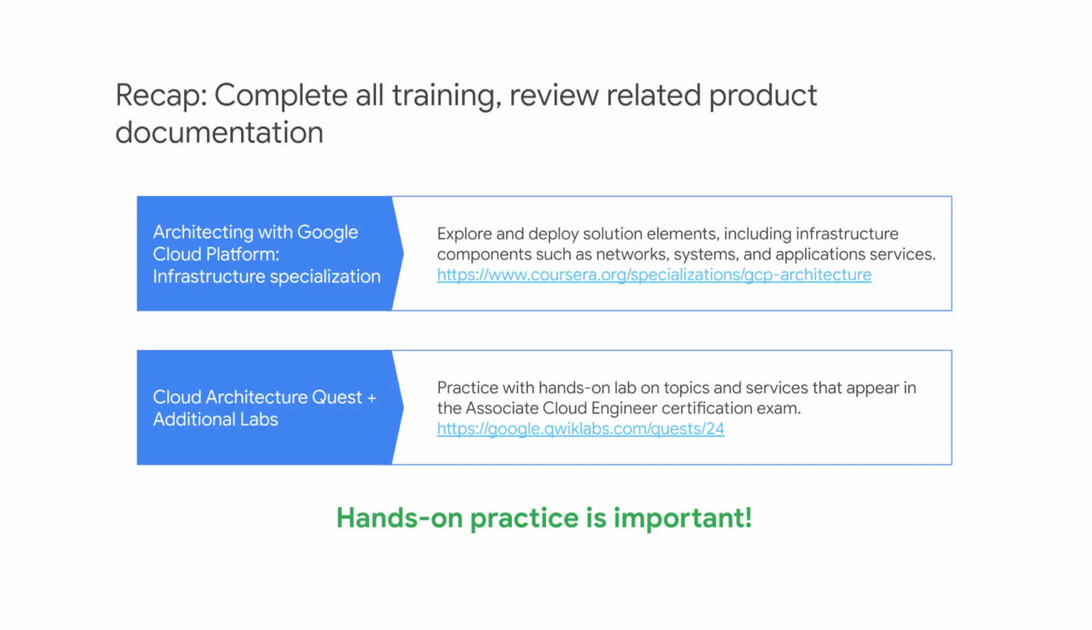To summarize, complete the Architecting with Google Cloud Platform specialization on Coursera. Practice with hands-on labs on Quick Labs, and review related product documentation.